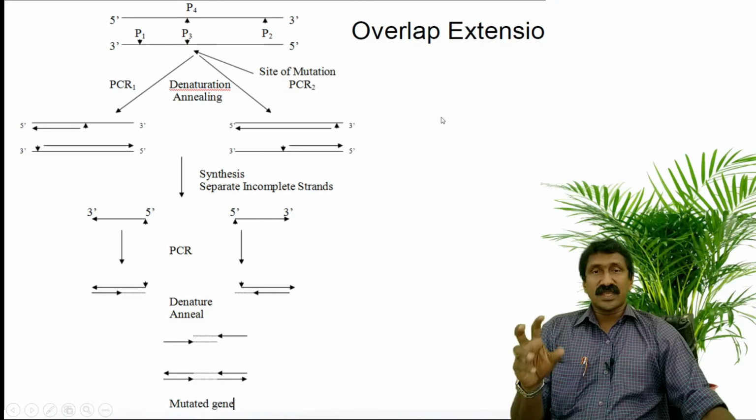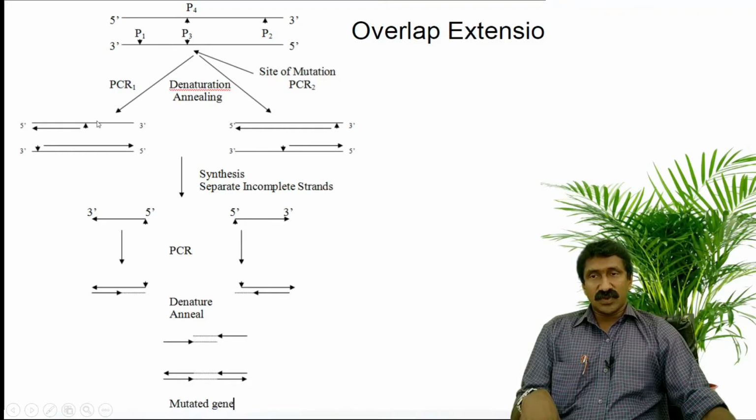And there is another role. It is used for site-directed mutagenesis. This type of overlap extension PCR is used for site-directed mutagenesis. This is another illustration in which we are using two pairs of primers, primer 1, primer 2, primer 3 and primer 4. Four primers were used for introduction of site-directed mutagenesis in overlap extension PCR.